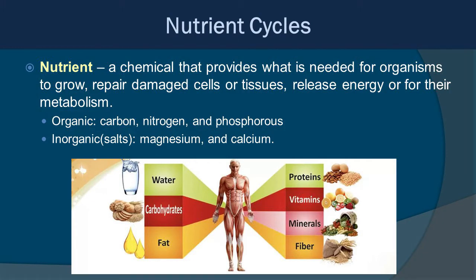It's probably important to start off with the definition of nutrient. A nutrient is a chemical that provides what is needed for organisms to grow, repair damaged cells or tissue, and release energy for their metabolism. They can come in organic form, like carbon, nitrogen, and phosphorus, or in inorganic salts like magnesium and calcium. Now, we've talked about nutrients probably your whole life when you think about what you eat and the foods that you eat. Same thing. We're looking at those specific components of those foods, though.